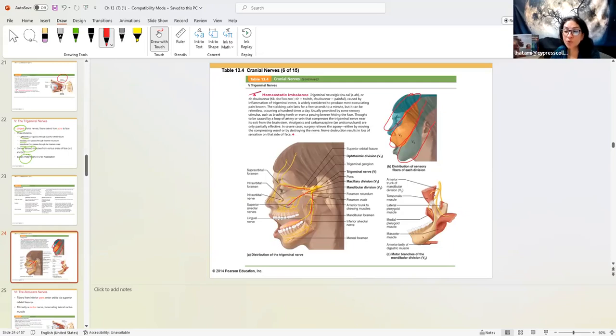And as a motor function, it sends signals from the brain to the muscles of mastication, like the masseter, the temporalis muscle, and the medial and lateral pterygoid muscles, which control the jaw movement during chewing and also speech, by opening or closing the mouth.